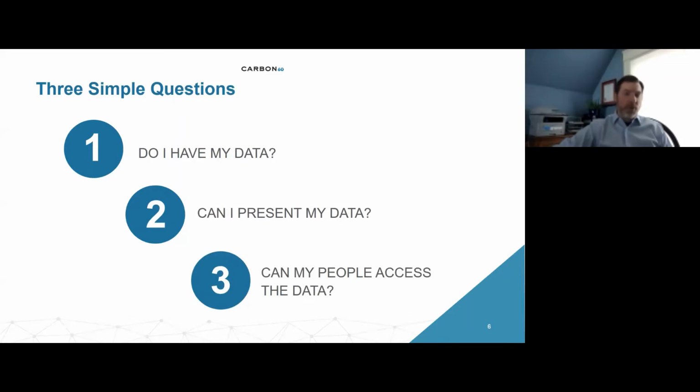And then the last one is, can my people access the data? Again, if I have my data, if I can present it, and my people can't get to it, it still could be considered at that point in time an outage.